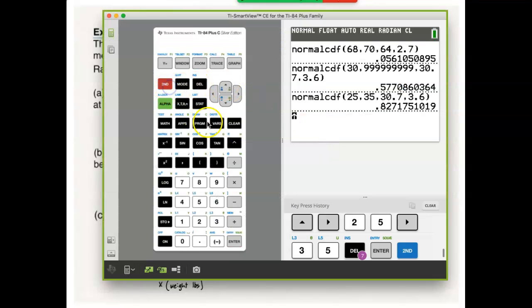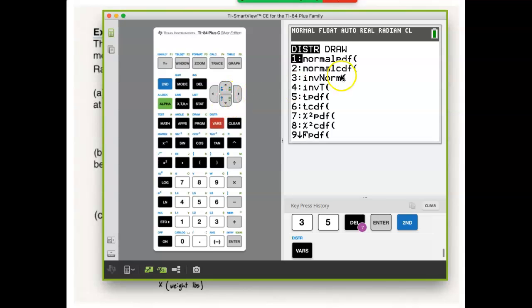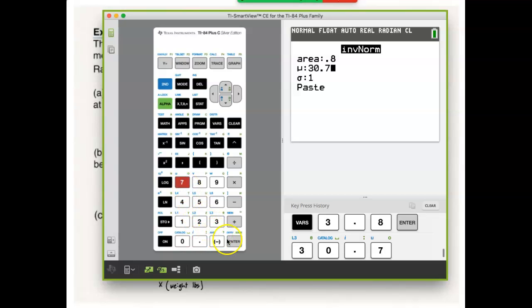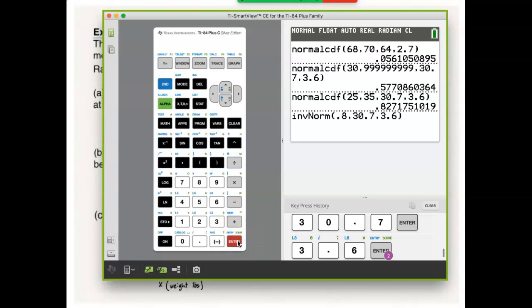You can find that function, remember, in the same place we found normal CDF. So it's the third option down, inverse norm. The area is 0.8. Now, if you just leave the mean as 0 and the standard deviation as 1, it's going to give you the z score. And then you could use the z score formula to convert it back by hand to an actual data value. But again, we don't need to do that. We can just tell it that the mean is 30.7 and the standard deviation is 3.6, and it'll do that algebra for us. It'll just calculate exactly what the weight is at the 80th percentile, which is 33.7 pounds.